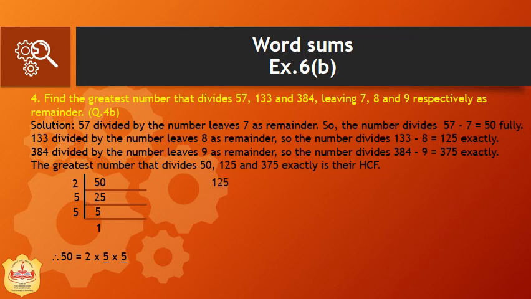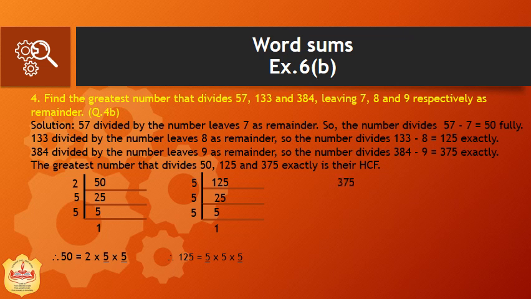Now let's come to the next number, 125. Now 125 will be divided by 5. It will be divided by 5 completely. So let us divide it by 5 and we will get 25 as quotient. Again 25 will be completely divisible by 5. So we will divide it by 5 and we get 5 as quotient. And again we will divide 5 by 5 to get 1 as quotient. So what are the factors of 125? 5 multiplied by 5 multiplied by 5.